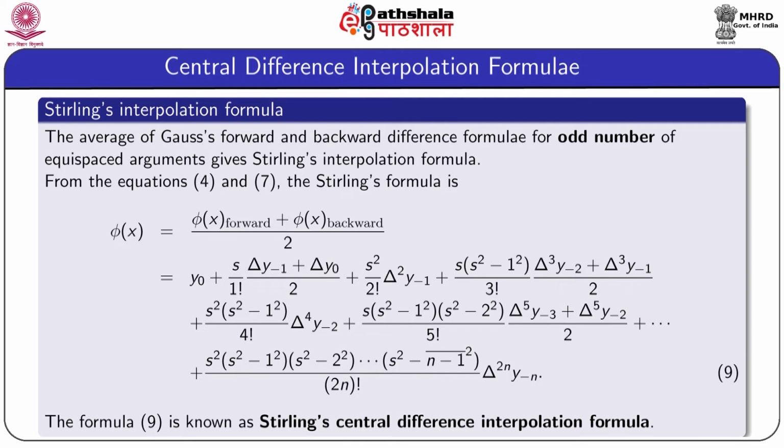So, it is seen that this formula is very simple if the Gauss forward interpolation and Gauss backward interpolation formulas are available for an odd number of arguments.